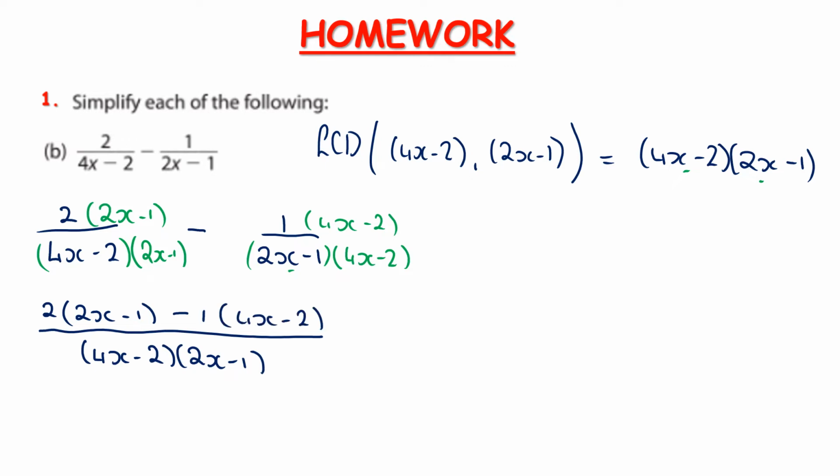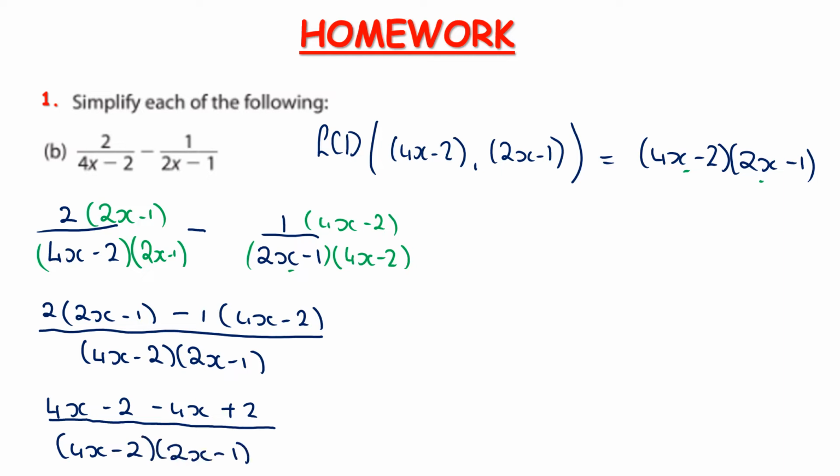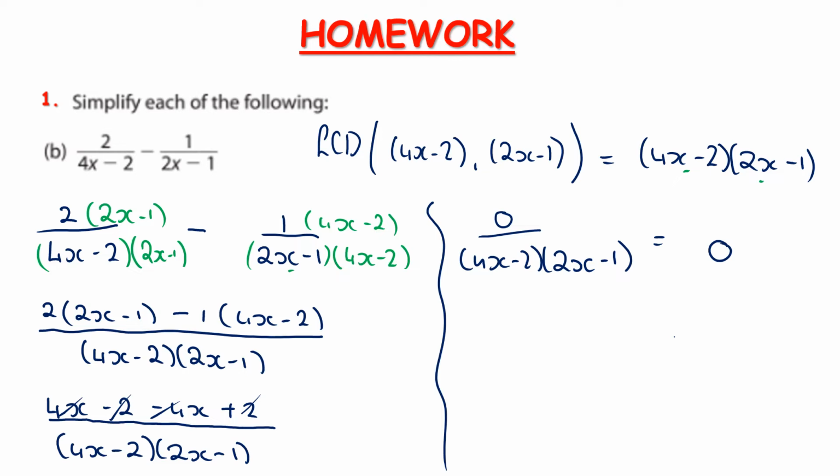I'm now going to simplify my numerator. So I have 4x minus 2 minus 4x plus 2. Watch your signs. Some signs going a bit funny for people as well. That gives me 4x minus 2 on the bottom and 2x minus 1. So now cleaning up that top line, 4x minus 4x, they cancel out. Minus 2 plus 2, and actually we get 0 divided by 4x minus 2 times 2x minus 1. Now, 0 divided by anything is simply 0.